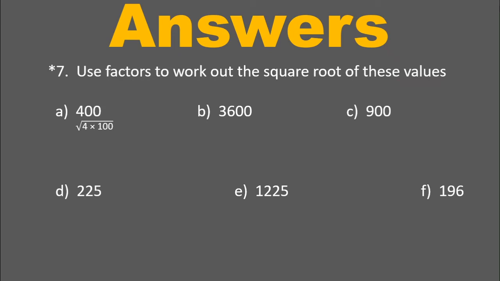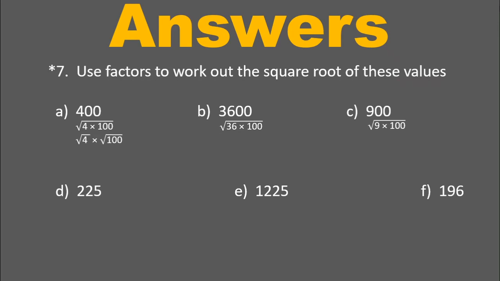Same thing for 3,600. You should notice that that's the same thing as 36 times 100. So try square rooting 36 and square rooting 100. Same thing with 900. Try square rooting 9 and square rooting 100. Hit pause if you need a chance to do that for yourself. Let's keep going taking this up.